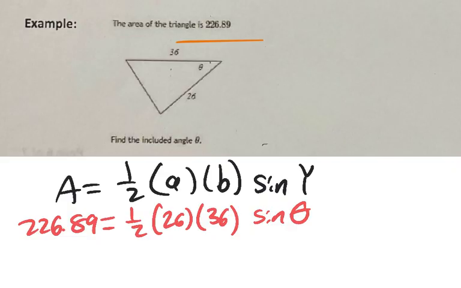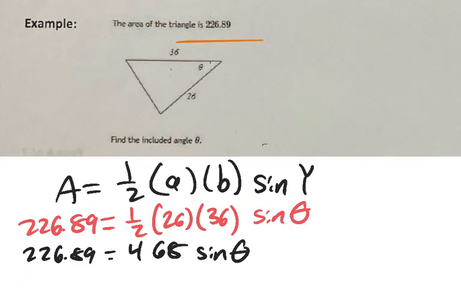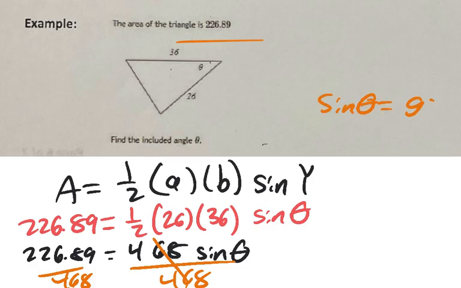So if it were me, I would probably multiply that ugly number first. So 1/2 times 26 times 36. 13 times 36, that's 360. And 108, 468. Double check, thank you. And so that would be 226.89 equals 468 sine theta. I have to challenge myself sometimes. Keep my mental math sharp. Divide by 468. And so I'm left with sine of theta equals that garbage.